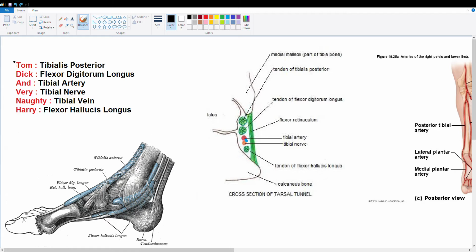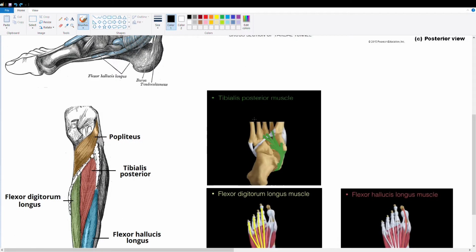So this actually lists off the components from top to bottom. So Tom is the most proximal, and Harry is the most distal, if you're thinking about your foot, as the proximal being up to your thigh and distal being right at the tips of your toes. Okay? So, Tom, Dick, and Very Naughty Harry. What do each of these stand for?